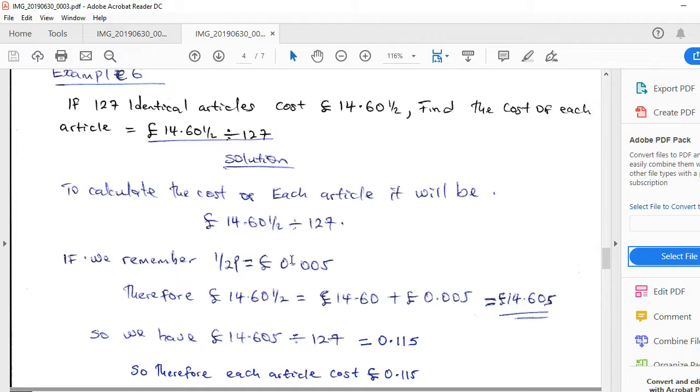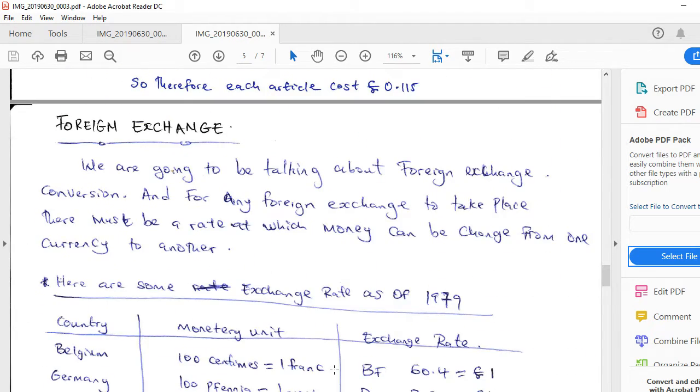0.005 pound. So from the look of that, you're going to add it to the 14.60: 0.005 plus 14.60, you're going to get 14.605 pound, right? After you get 14.605 pound, you divide by 127. 14.605 divided by 127, you're going to get 0.115 pound. So basically, one article costs 0.115 pound. That's all.